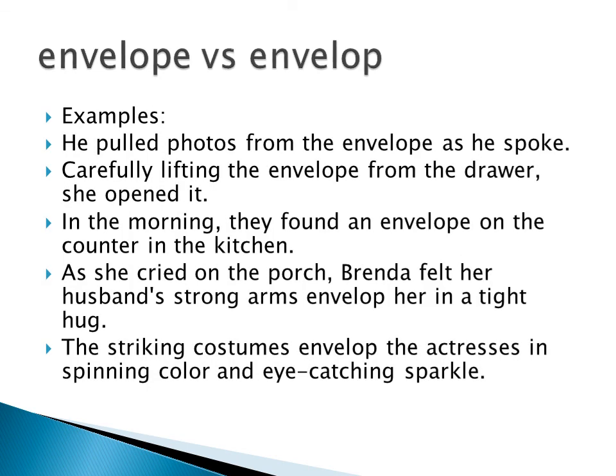Examples: he pulled photos from the envelope as he spoke. On the other hand, look at the next example. As she cried on the porch, Brenda felt her husband's strong arms envelop her in a tight hug. That's envelope with an E versus envelop without E at the end. The other examples, you can read them by yourself and see how they are being used in the sentence.